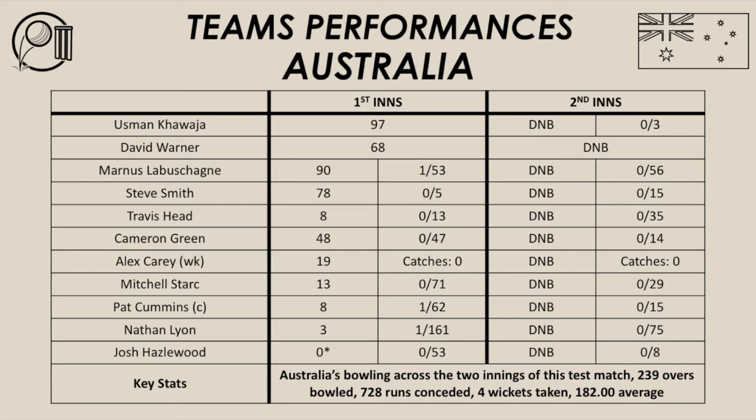The partnerships for the top and middle order were handy as well. 156 for the first wicket between Khawaja and Warner, 108 for the third wicket between Smith and Labuschagne, and 81 for the fifth wicket between Smith and Green. All of those contributions were crucial in Australia getting to 459 in the first innings to get them within 17 runs of Pakistan's first innings score of 4 for 476 declared. So it was a pretty good batting performance from Australia.